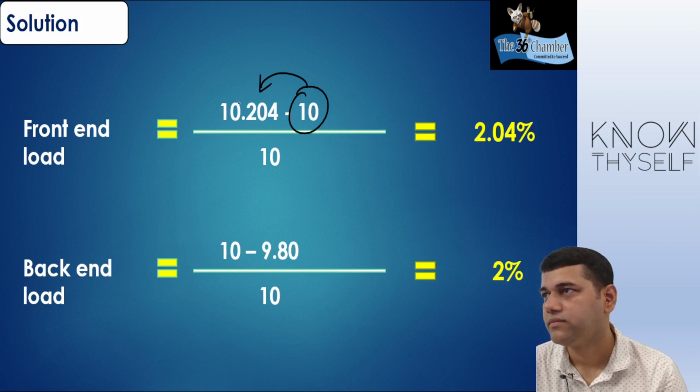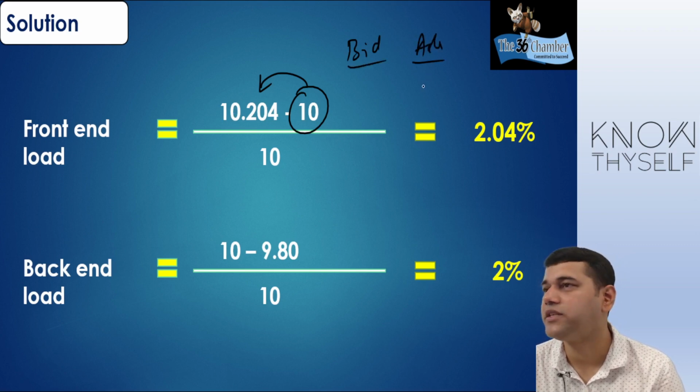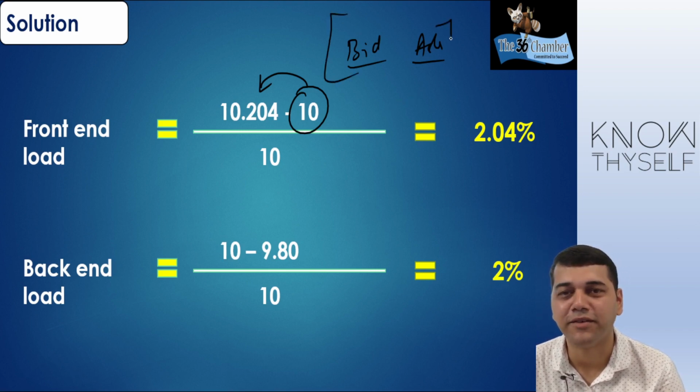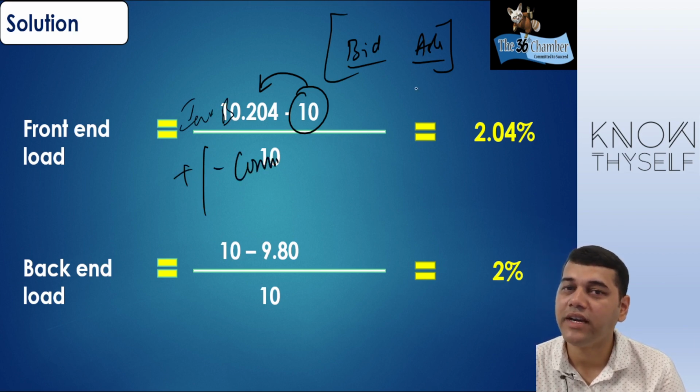This is easy. Tell me, I have got a bid and ask. Where do I add the commission? Where do I deduct the commission? You have got one quotation where bid and ask is given, this is the inter bank, and there is a plus minus commission. Will I add commission to the bid or will I deduct commission from the bid? Where am I going to add, where am I going to deduct? Where is the plus sign, where is the minus sign? Commission.